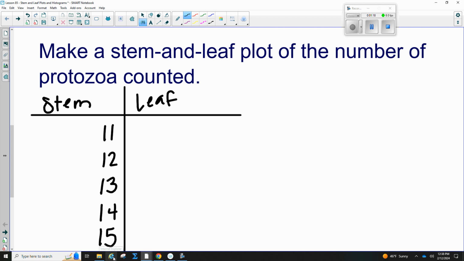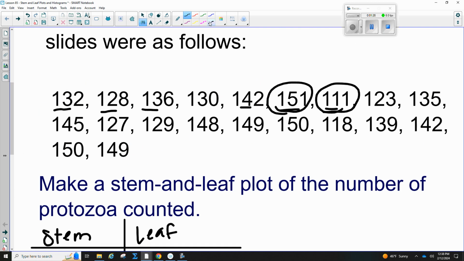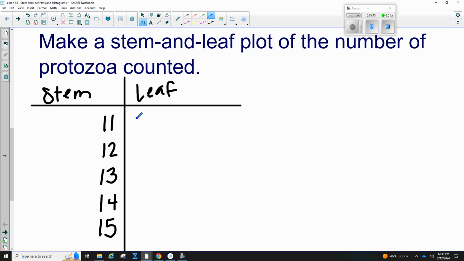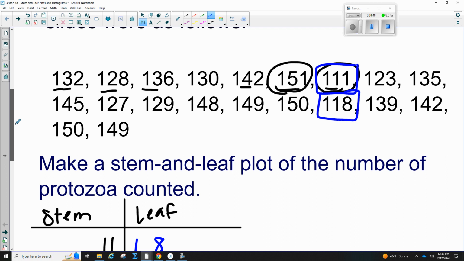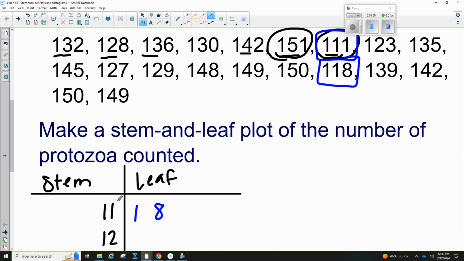Okay, and then we want to go in order from least to greatest. So the whole point of this is to put it in order. For all of the 11s, let's circle all of them that have 11s to start. Are there just 2? I have 111, 118. For 111, the 11 is already over here. We put a 1, and then we leave a tiny space and we put an 8. That's 118. So this represents 111, and this represents 118.